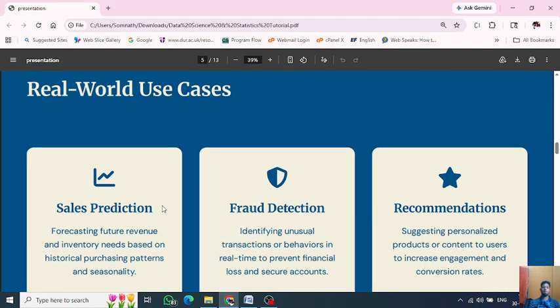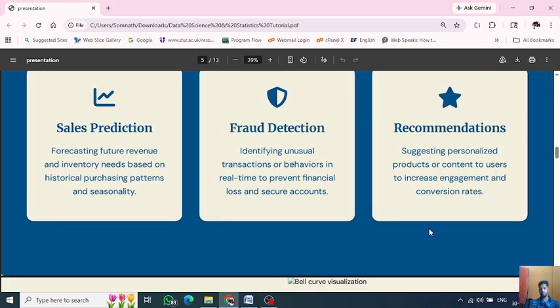Now coming to real world use cases, you can see sales prediction, fraud detection, recommendation. Okay, sales prediction: from the various sales platforms, we can collect the data and analyze it and then predict.